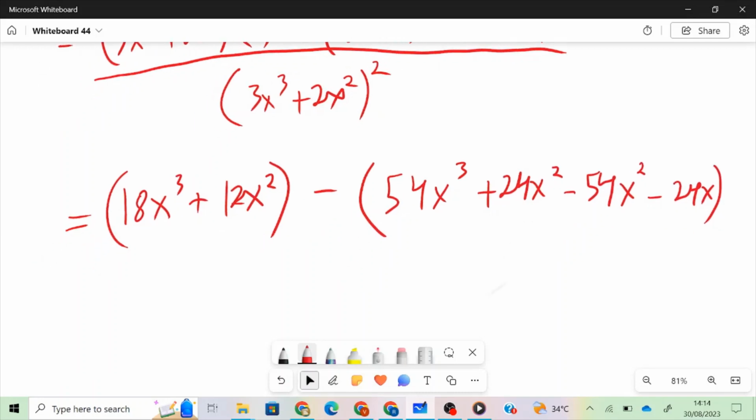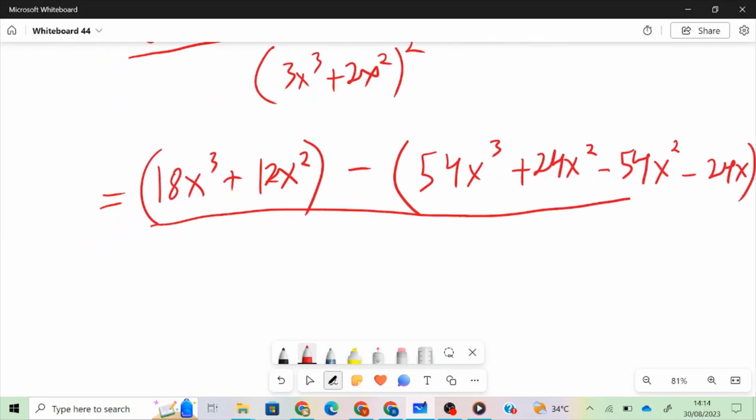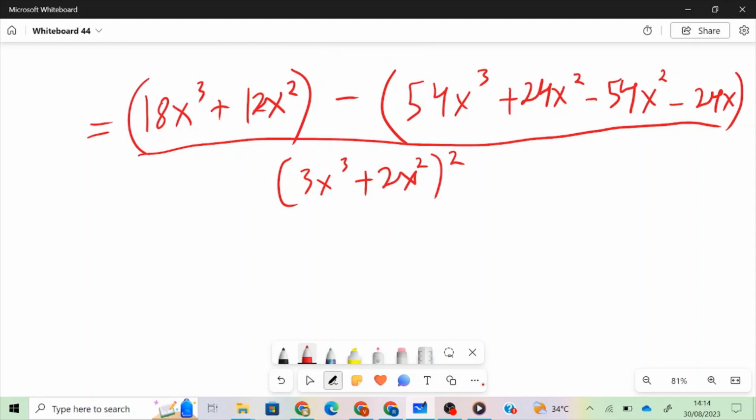Yeah, looks about right. All over 3x cubed plus 2x squared, all squared. Now we can go ahead and collect our like terms.